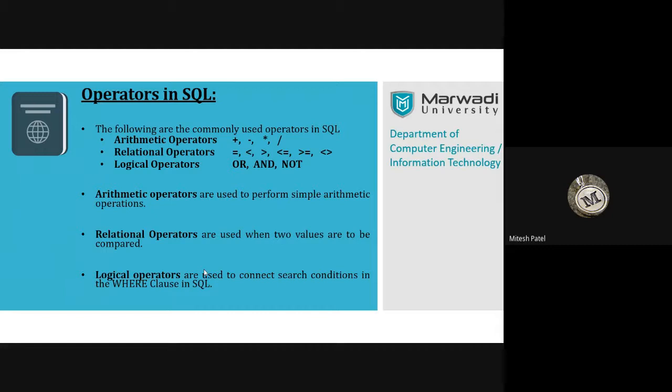Now next, operators in SQL. Already you have learned operators in C. Similarly, arithmetic operators perform simple arithmetic operations like addition, subtraction, multiplication and division. Second is the relational operator, used when we want to compare two operands: less than, greater than or equal, less than or equal, equal equal. Logical operators are used to search conditions in a where clause in SQL.